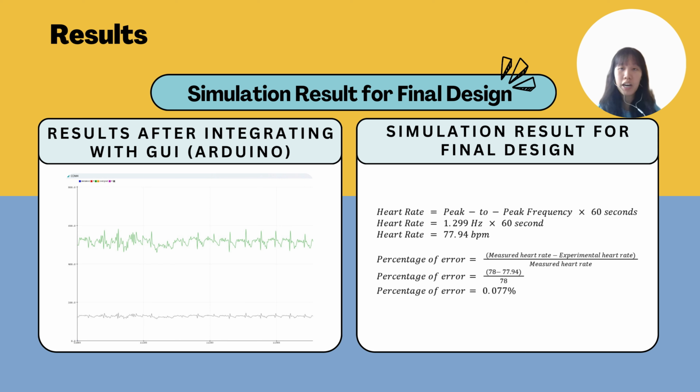The final calculated heart rate is 77.94 BPM, with a minimal percentage of error of only 0.077%, indicating high accuracy in the ECG detection circuit. This result confirms that the circuit is effective in capturing and processing ECG signals with negligible deviation from the expected values. Thank you.